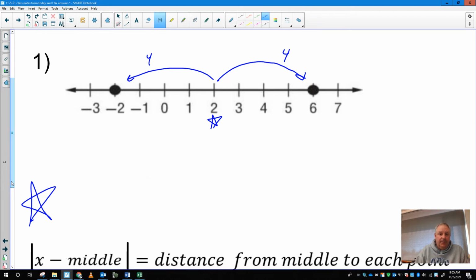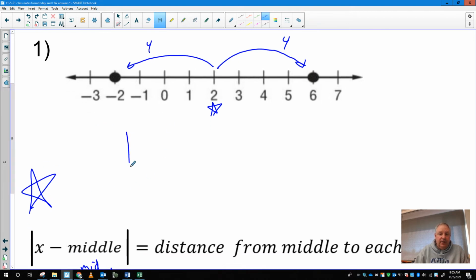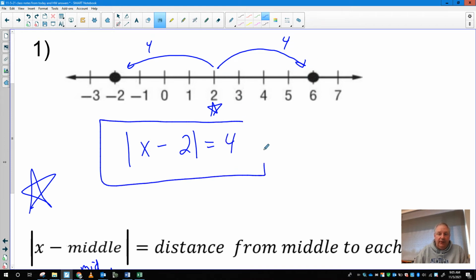So my formula is just the absolute value of x minus the middle, which is 2, equals the distance from the middle to each point, which would be 4. That's my answer. That's all you have to do for each of these.